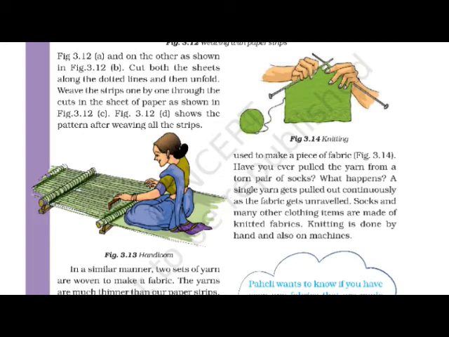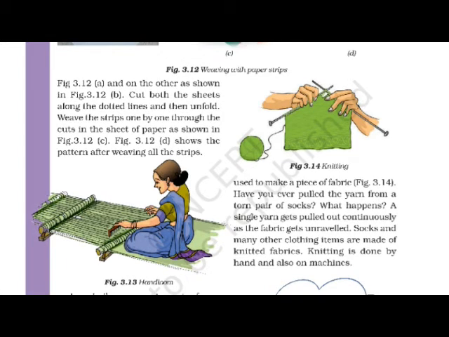Have you noticed how sweaters are knitted? In knitting, a single yarn is used to make a piece of fabric. In Figure 3.14, you can see the process of knitting. This is the best example, because your mother or your grandmother has used this process for making a sweater, the process of knitting.